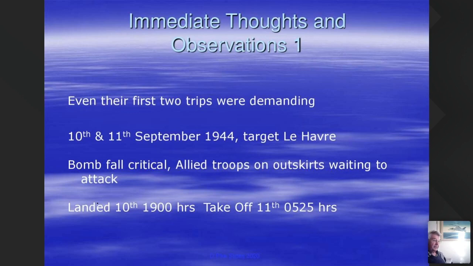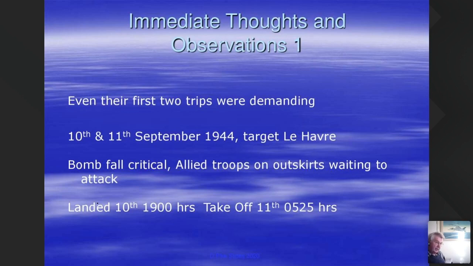But of course, Le Havre was surrounded by Allied troops. So bombfall was critical. And I won't go into it now, but the regulations as to when and where they could make the bomb switches live, open the bomb doors and close them again, so that nothing fell out of the bomb bay after they'd gone over the target, were very strict.